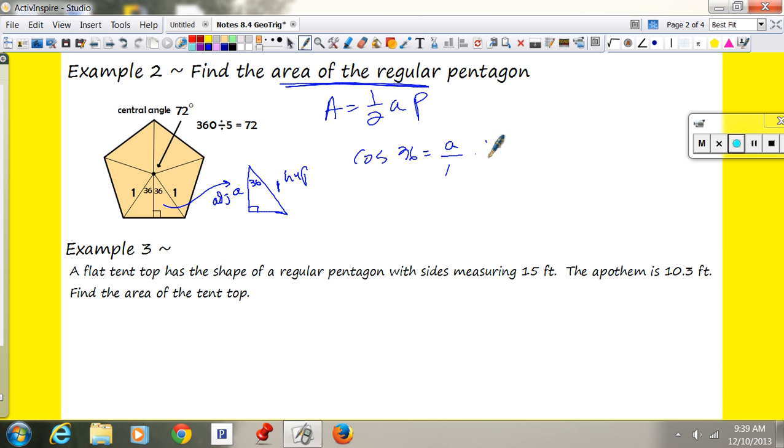Well, if I multiply by 1 on both sides, it's really not going to change anything. So 1 times the cosine of 36, I believe, is 0.81. If you double check it on your calculators, cosine of 36 is 0.808, which would be 0.81. That's my apothem. So my area equals 1/2 times 0.81, and I don't know the perimeter yet. I still need to find the perimeter.